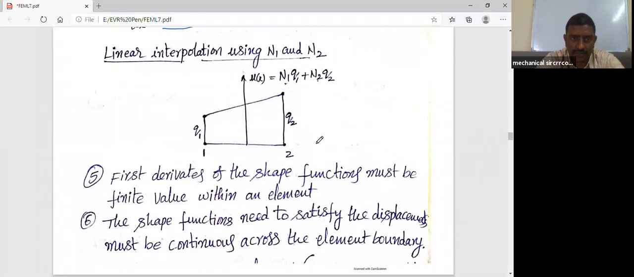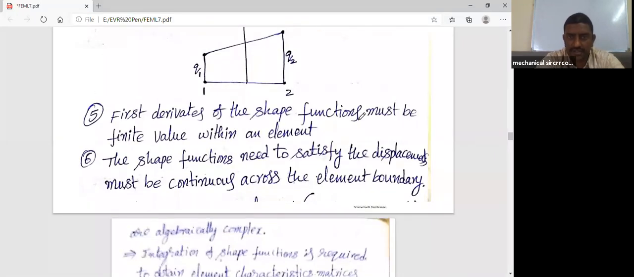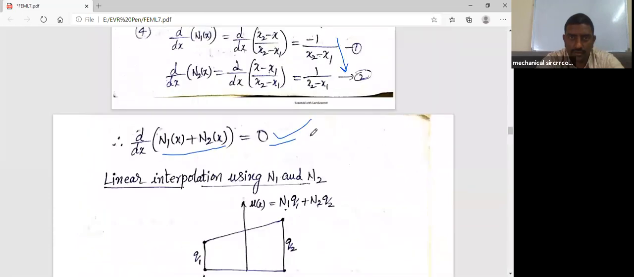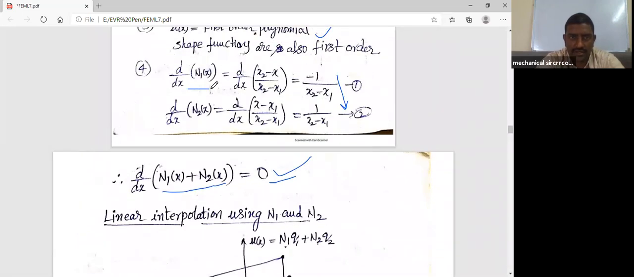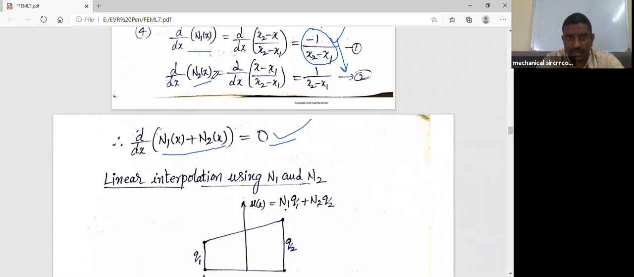Okay, fifth property. The first derivatives of the shape functions must have a finite value within an element. The first derivative of the shape function N1, d by dx of N1, is minus 1 by (x2 minus x1). It's a finite value. Here there is no variable in this value, it is a numerical value: minus 1 by element length, x2 minus x1. Similarly, d by dx of N2 is 1 by (x2 minus x1), a numerical value.